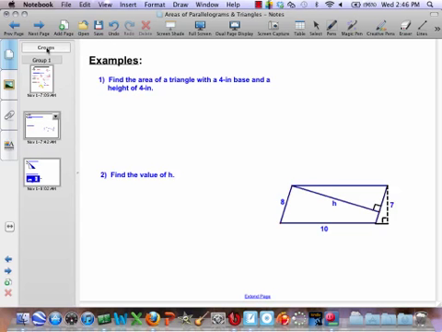Failure number 1. We have a triangle with a 4-inch base and a height of 4 inches. How do you find the area of a triangle? Base times height, divided by 2. You gotta make sure you use the right shape. So the area of a triangle is 1/2 base times its height.